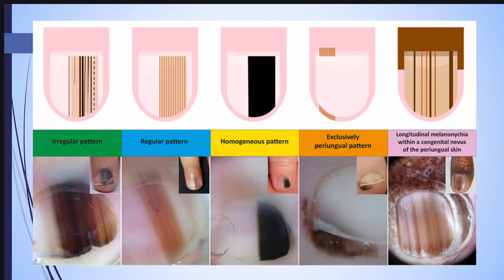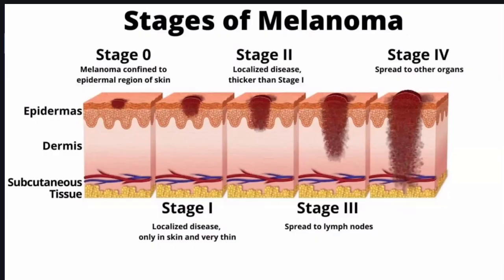So as I told you, melanoma can occur in the skin, it can occur in the nail, it can occur in the mucosa, that is the oral cavity or anal cavity. And then you have the stages of melanoma. So it can be confined to the epidermal region of the skin, right? This is the epidermis, if you remember it. This is the dermis, and then comes a fatty layer, the hypodermis or subcutis. So stage 0, if it is just in the epidermis, that is the superficial epidermis, right?